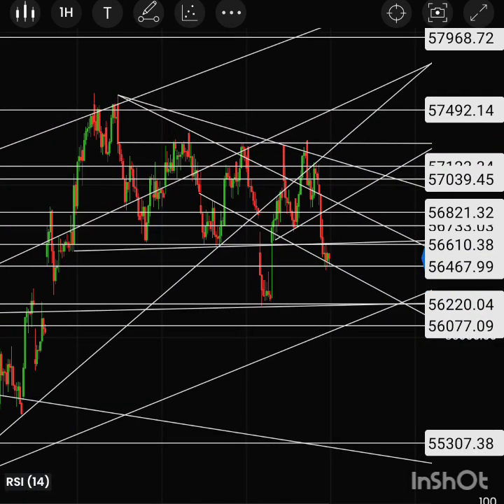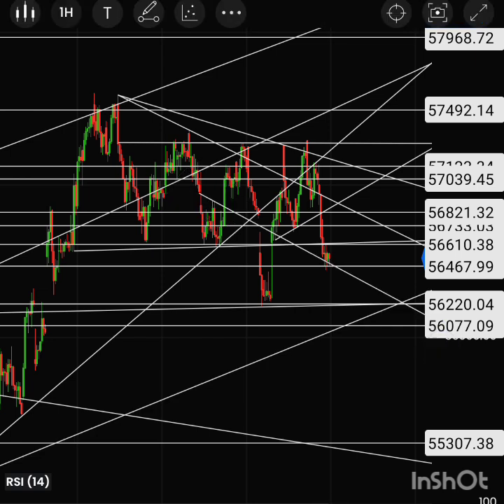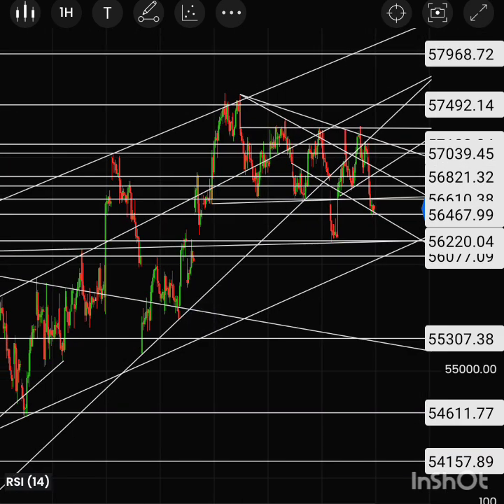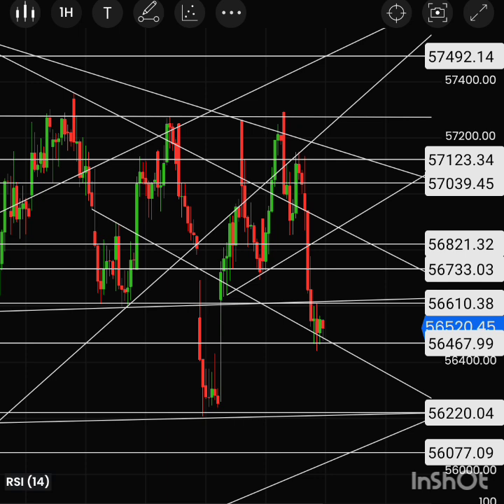I will update if it does not sustain above this line, that means 56,000. I will update in the next video. Then it could be more of a fall towards this 55,300 range to 400 range. So I will update later at the next moment after this one.